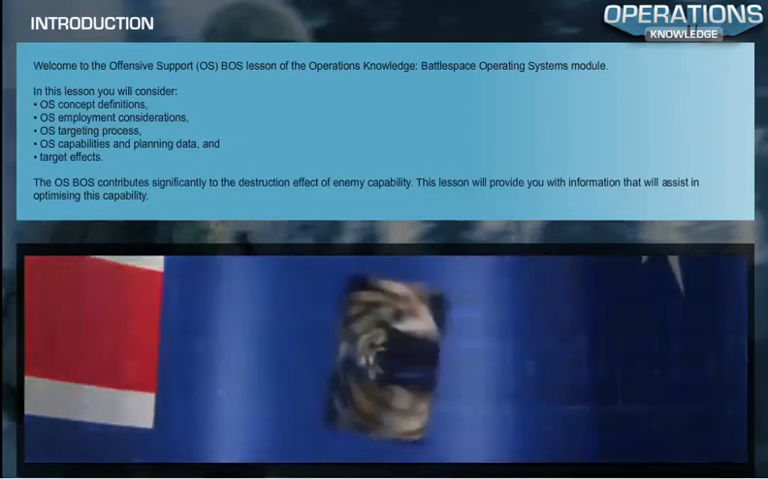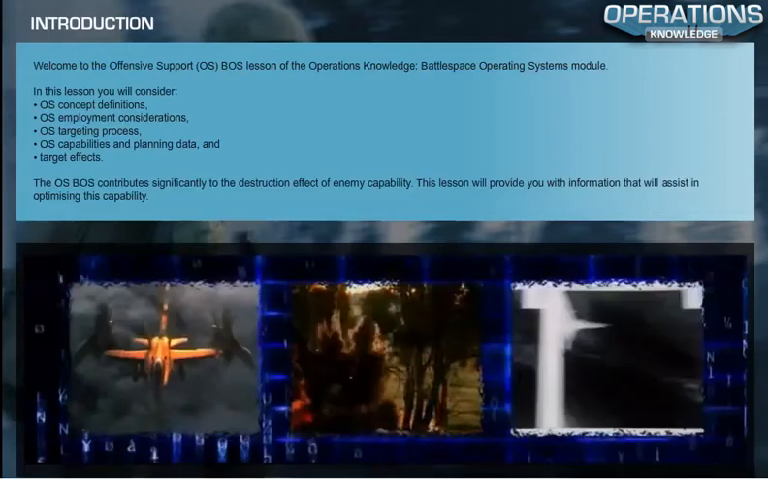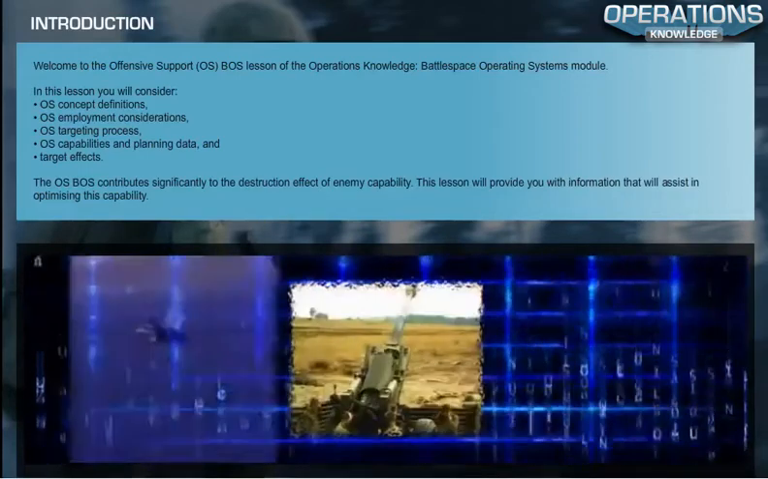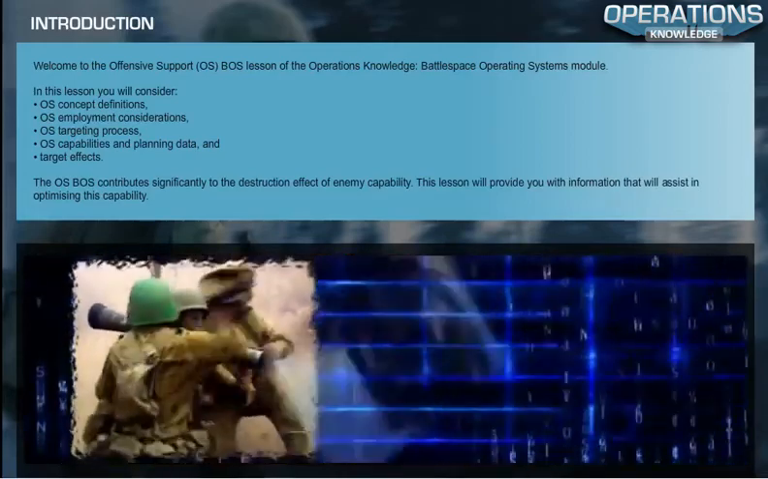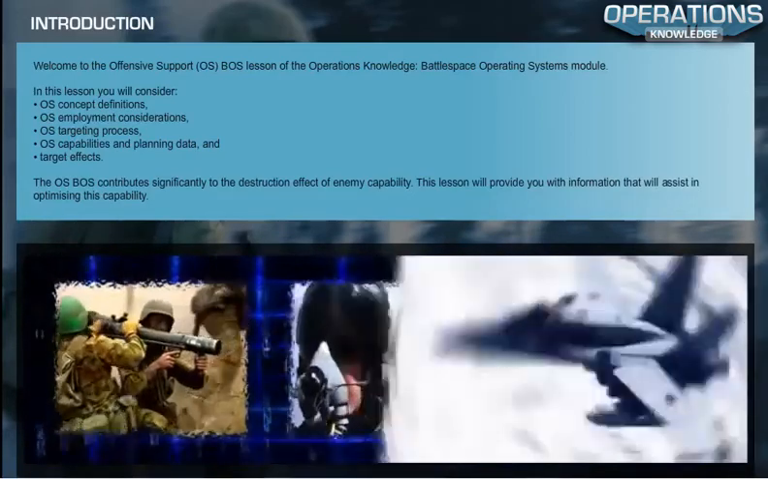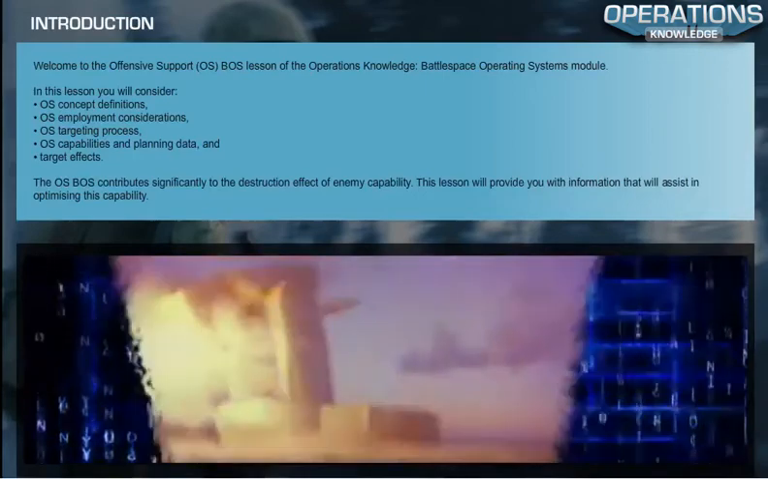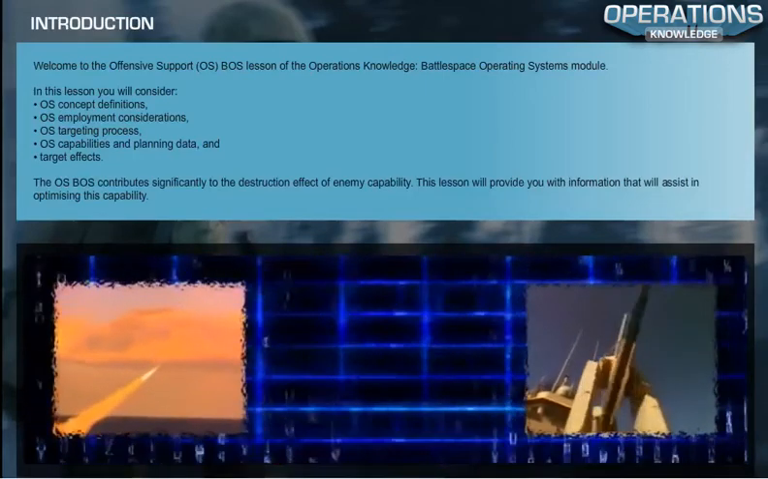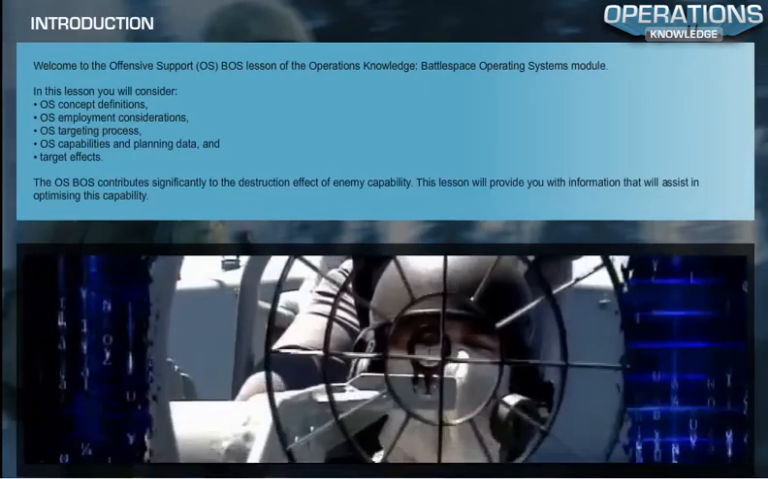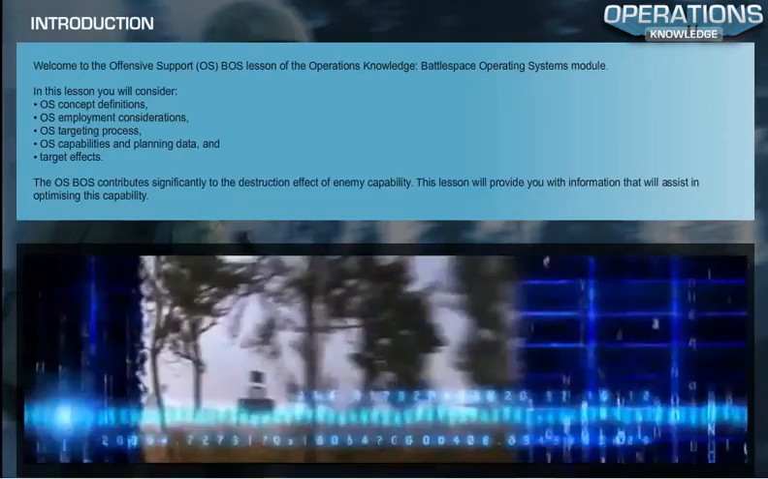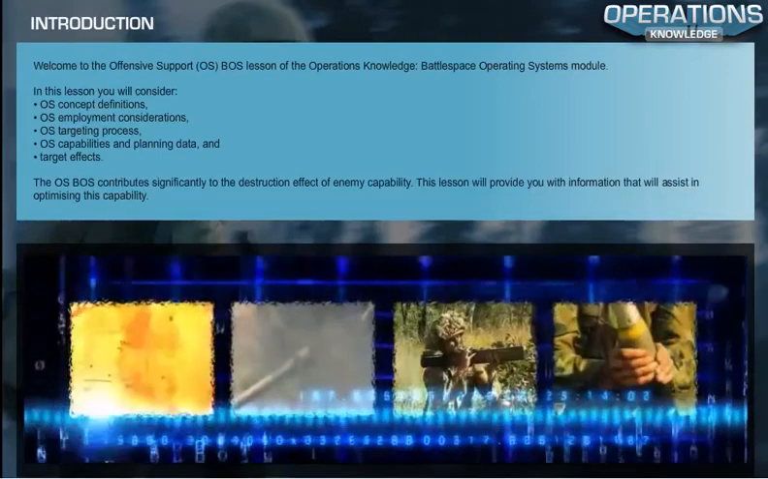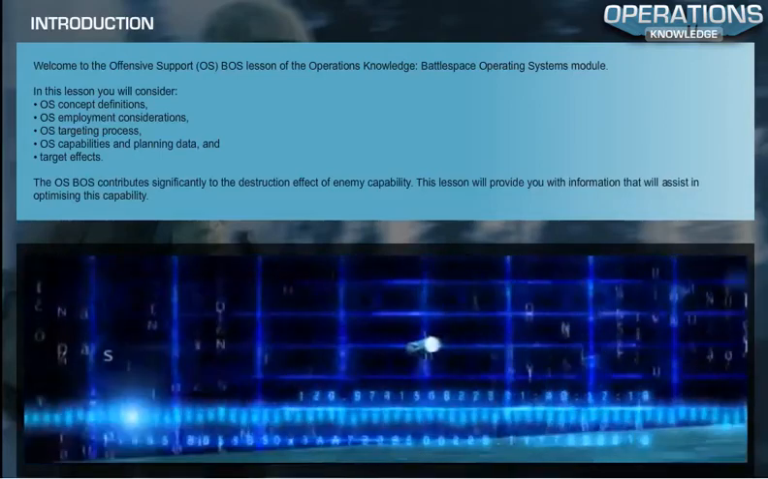Welcome to the Offensive Support BOSS lesson. In this lesson, you'll examine OS concept definitions, OS employment considerations, OS targeting process, OS capabilities and planning data, and target effects. The OS BOSS contributes significantly to the destruction of effective enemy capability, and this lesson will provide you with information that will assist in optimizing this capability.